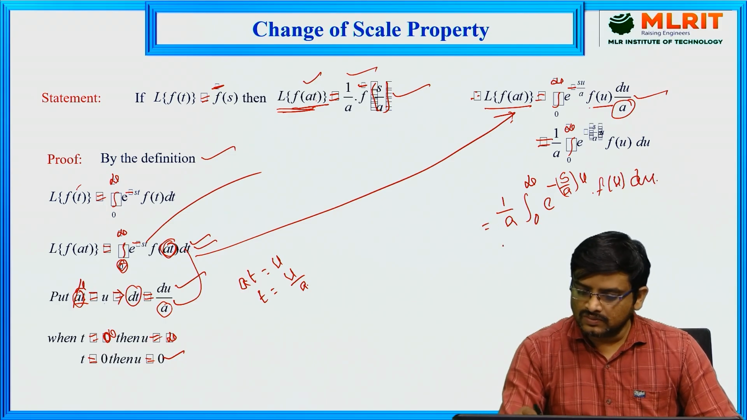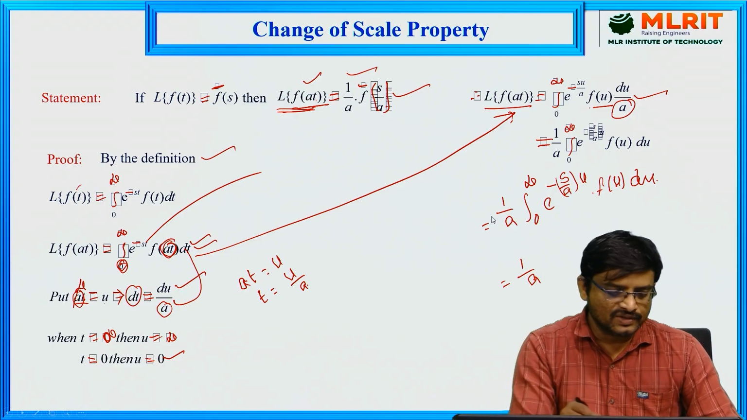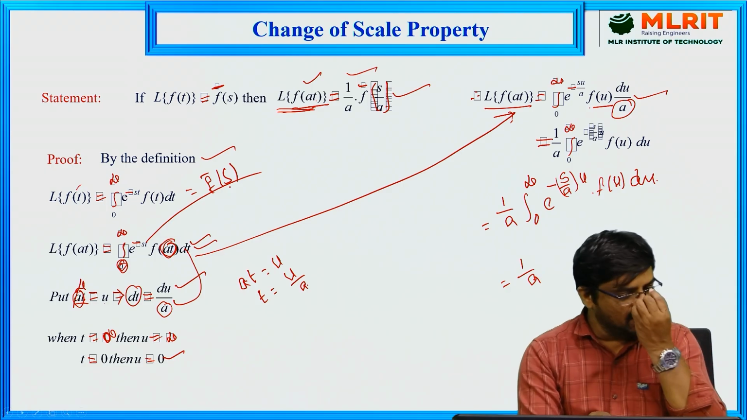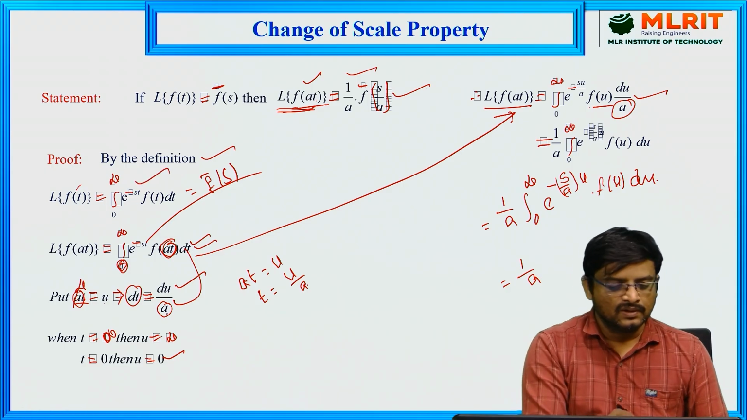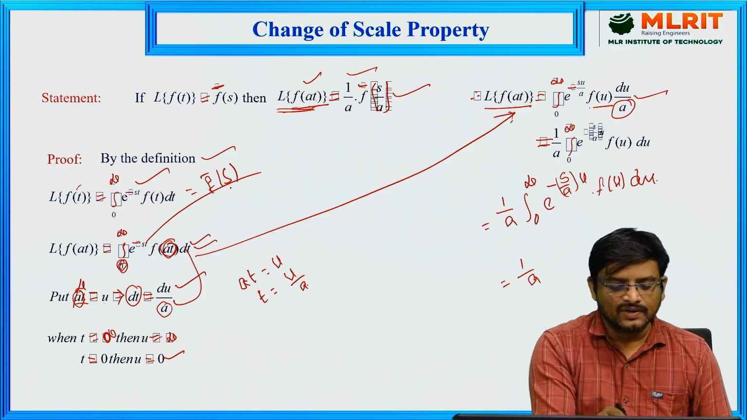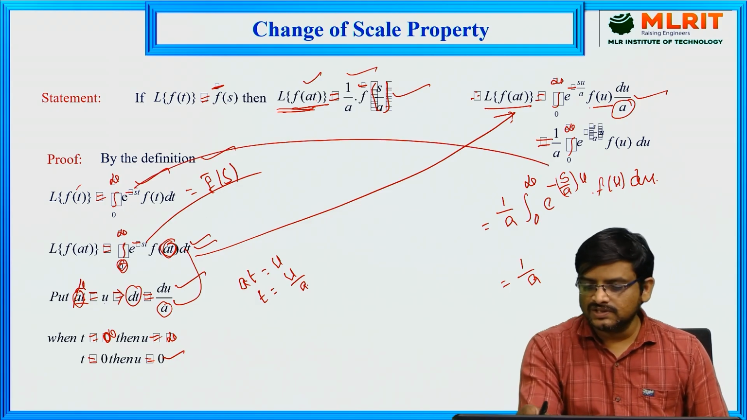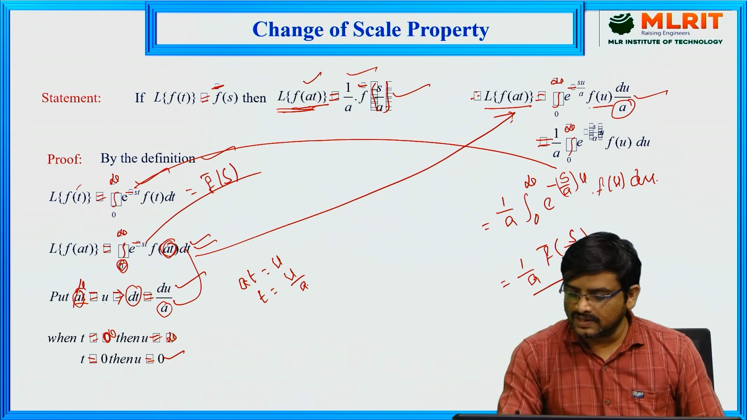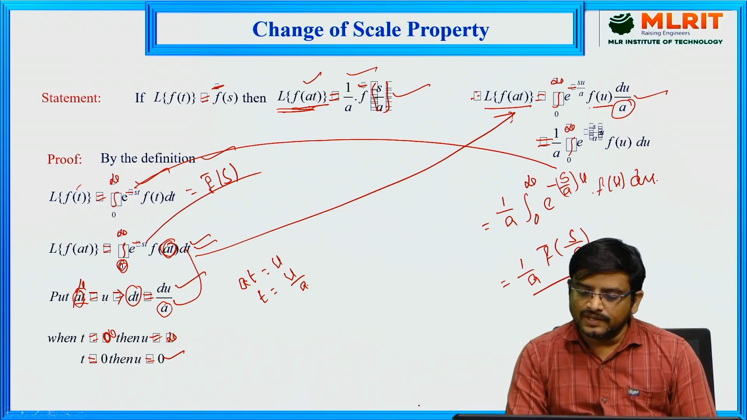Now this is equal to 1 by a into, so here from the definition of this Laplace transform, integral 0 to infinity e power minus st into f of t, this integral you can write as f bar of s. But here in place of s we have s by a, so this entire value we can consider as f bar of s by a. So this is our change of scale property here.